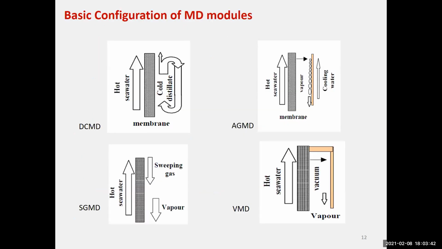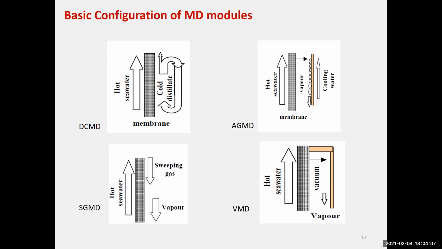The classification of the membrane distillation is found in this slide. I have to bring your attention to something which is important. That is, the feed side is the same for the four subfigures that we have. The shaded thing in the middle is the membrane. The left side of the membrane has hot seawater. The right side of the membrane has cold distillate.